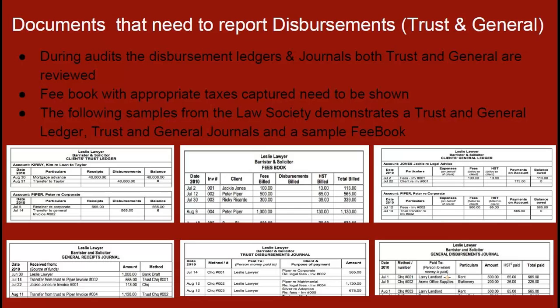Similarly, when you look at your general disbursements, this was all revenue coming in. Now you're looking at disbursements. There's a lot more information that's being asked for. So what was the date? What was the method, or a reference number that you could use? Who was it paid to? Additional particulars could be the category of that expense, the amount.